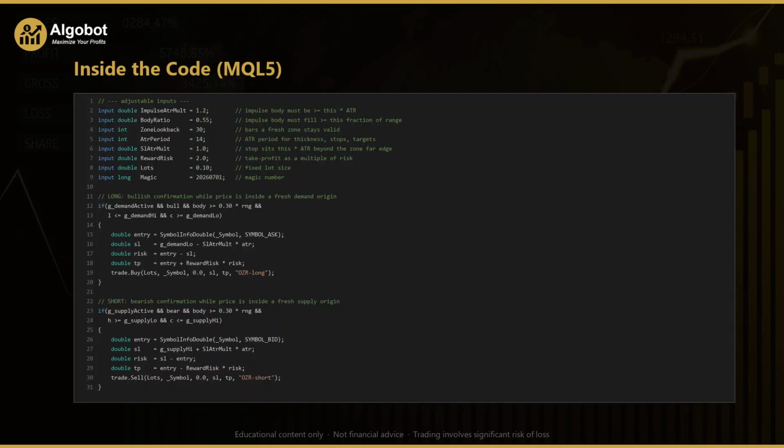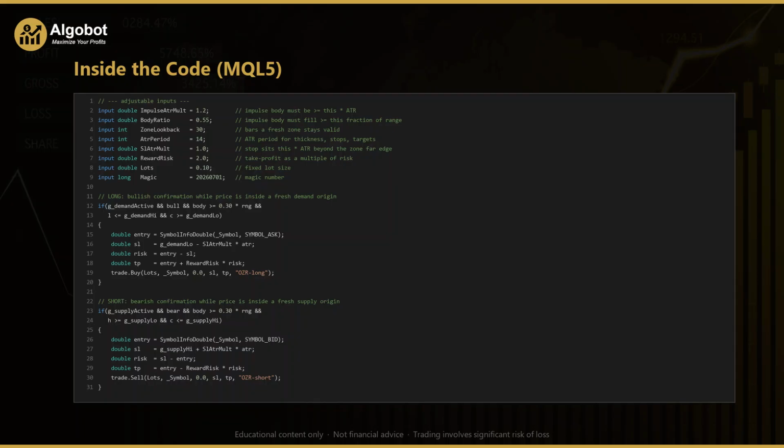Let's read through the actual MQL5 code as it appears in MetaEditor. At the top are the input parameters you can adjust. ImpulseAtrMult, defaulting to 1.2, sets how large an impulse body must be relative to ATR. BodyRatio, at 0.55, sets how much of the candle's range that body must fill.